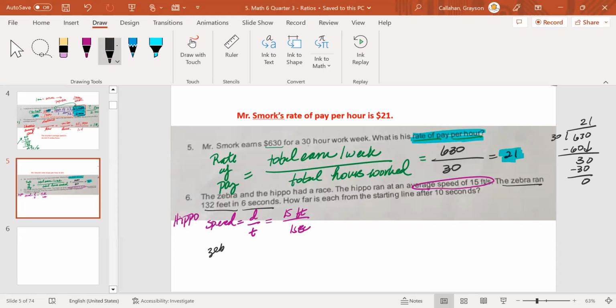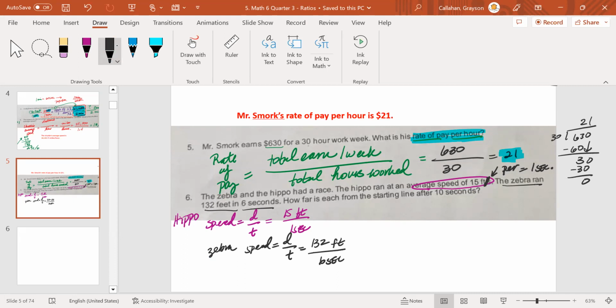So the zebra's speed, remember distance over time, he ran 132 feet in 6 seconds. So it's not 1 second, it's 6 seconds. Do you see the difference? This little thing right there means per, which is equal to 1 second. Or if it's per minute, it's 1 minute, okay?